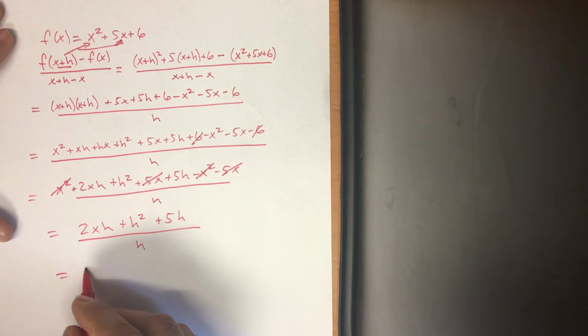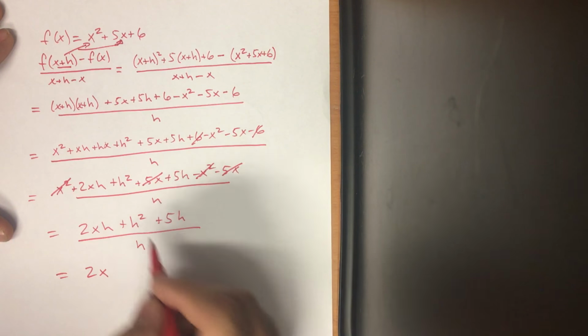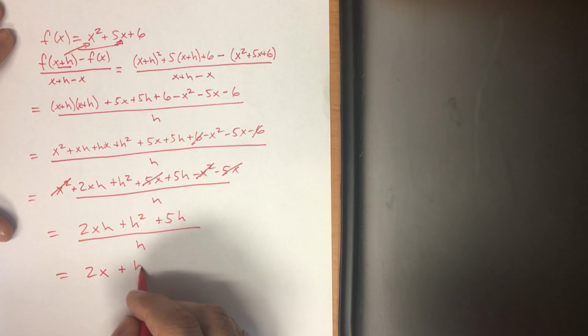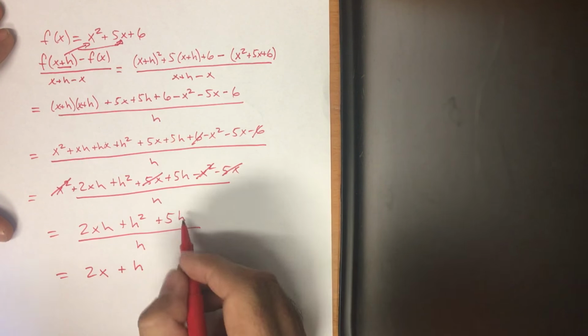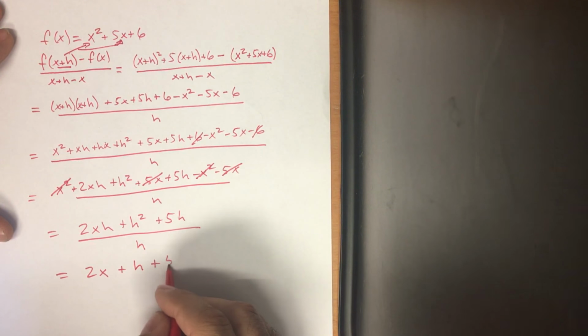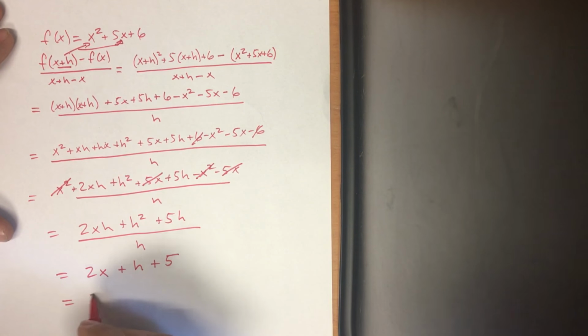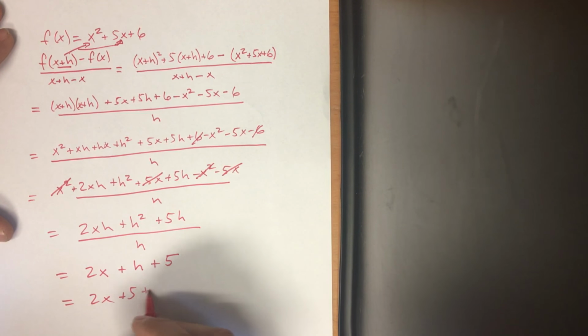This h and that h cancel, leaving 2x. This h and that h cancel, leaving plus h, right? And then this h and that h cancel, leaving plus 5. So what do I have? 2x plus 5 plus h.